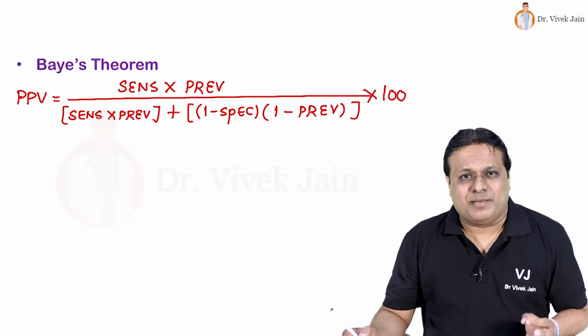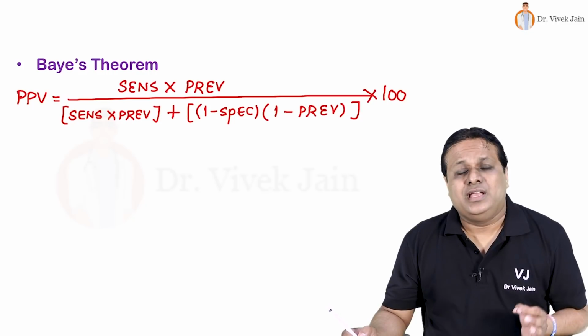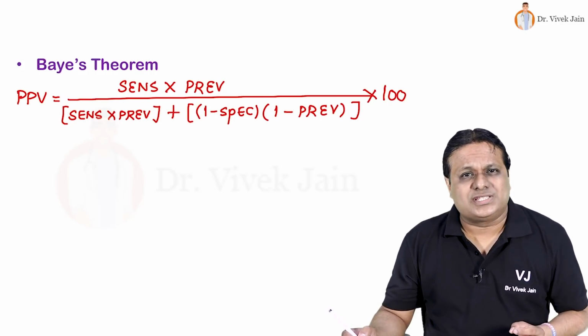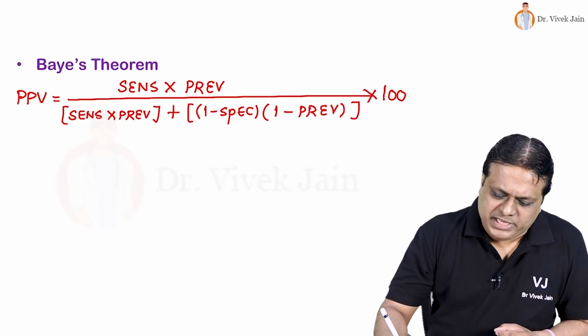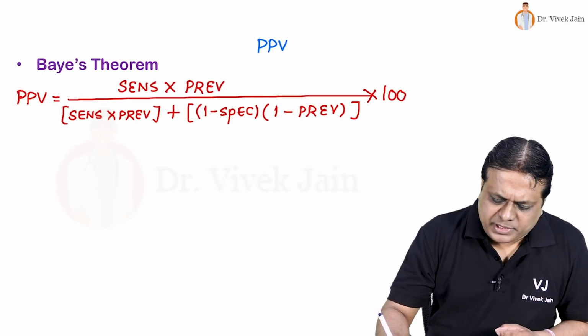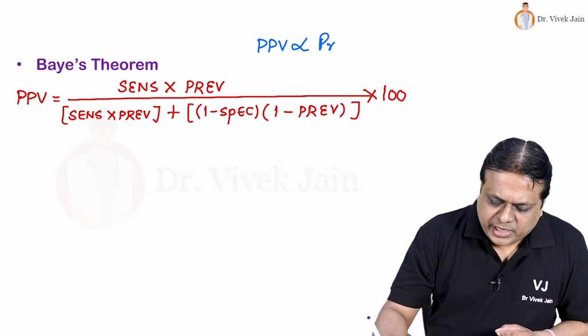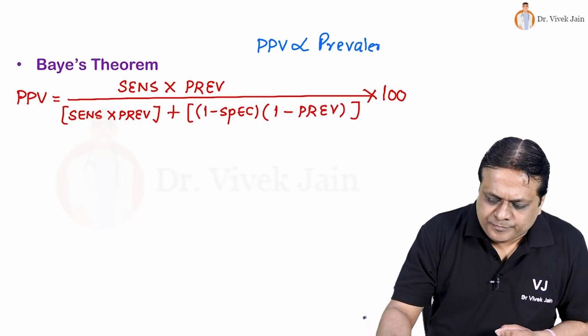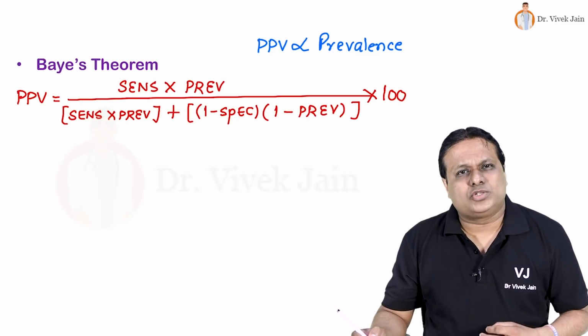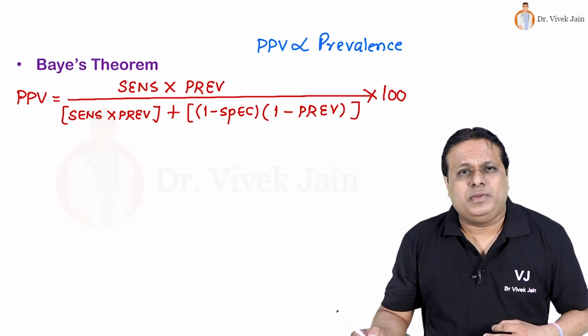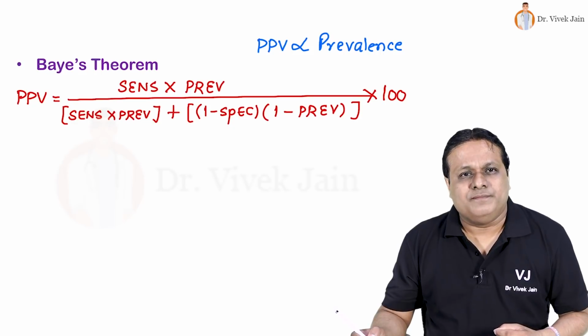Please go through the examples and the shortcut method I have covered in my video on screening, how to solve if a numerical comes from this topic. Please remember, positive predictive value is directly proportional to prevalence of the disease in the population. Prevalence is also known as pre-test probability. PPV is also known as post-test probability.